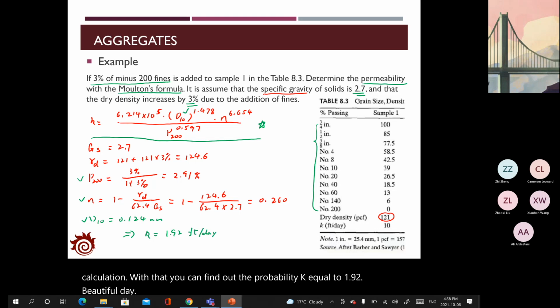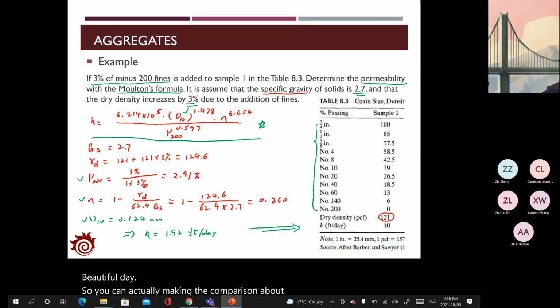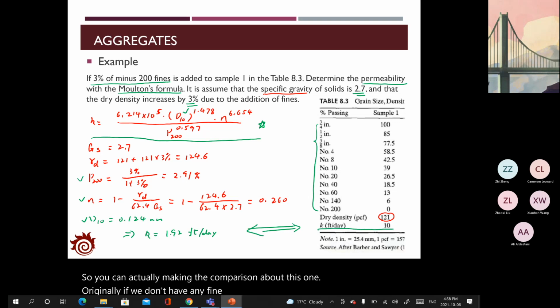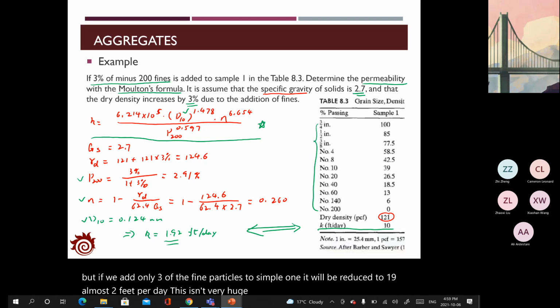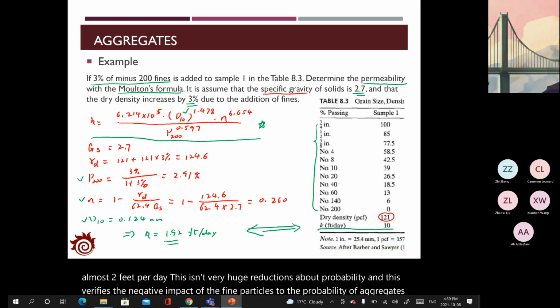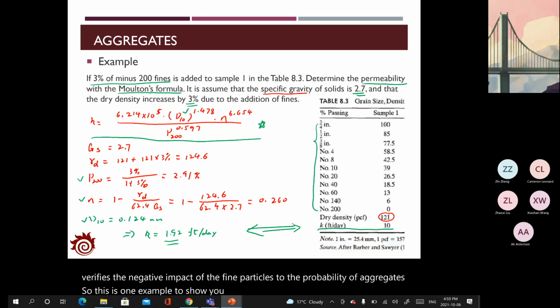You can actually make a comparison here. Originally, if we don't have any fine particles, the permeability is 10 feet per day. But if we add only 3% of fine particles to sample 1, it is reduced to 1.9, almost 2 feet per day. This is a very huge reduction in permeability, and it verifies the negative impact of fine particles on the permeability of aggregates. So this is one example to show how we can calculate the permeability based on the grain size distribution.